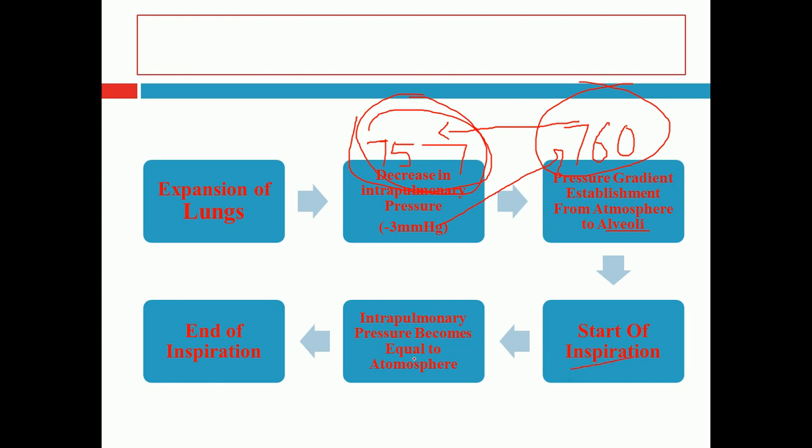Inspiration will start. Intrapulmonary pressure becomes equal to atmosphere. Simply, once the air is moving until this pressure becomes 760 millimeter of mercury, then this causes the end of inspiration. Simple.